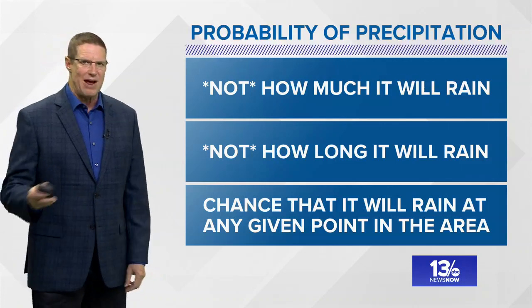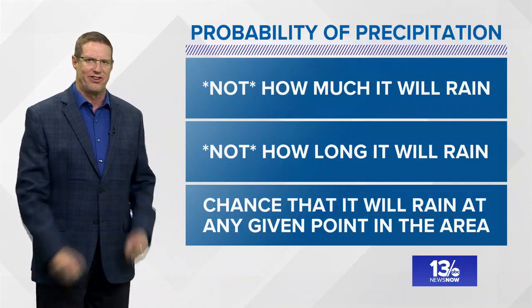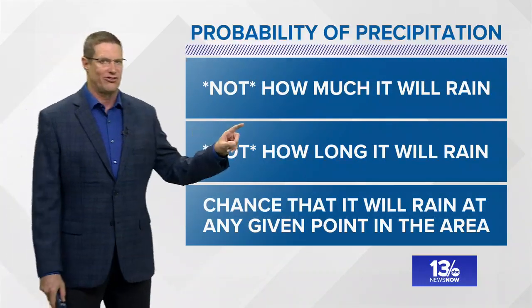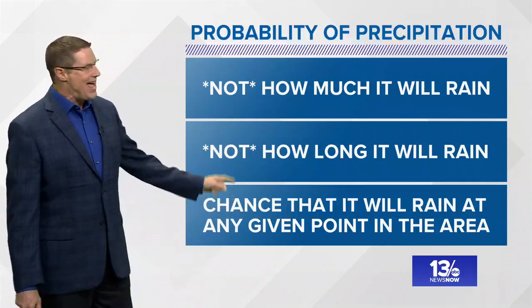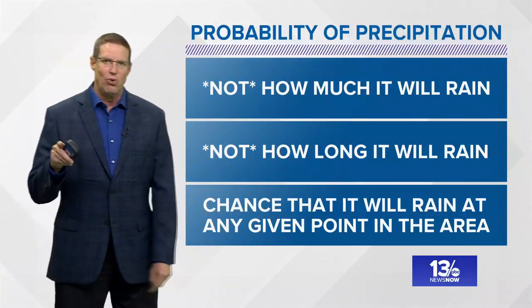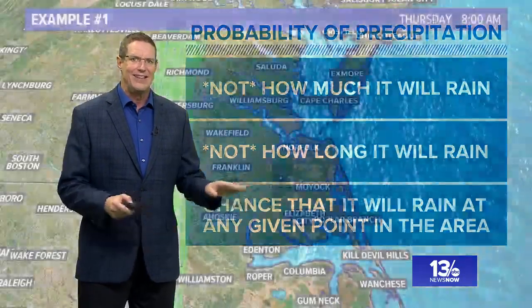When we talk about the probability of precipitation, that's the number, the percentage that you see at the bottom of the 7-day. Let's talk about what that means. It is not how much it's going to rain. It is not how long it is going to rain. It is simply the chance that you will see rain at any given location where you are in the area.